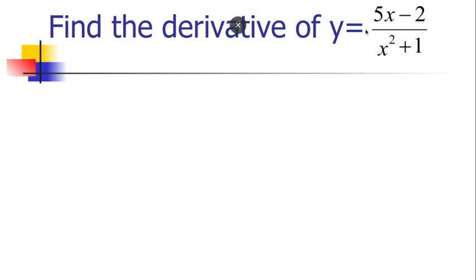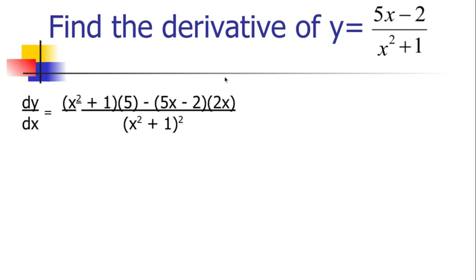So this is a problem where we have a quotient. We have to use the quotient rule. Our quotient rule is low d high minus high d low over the square of what's below. I like to write it out with parentheses, just like with the product rule.